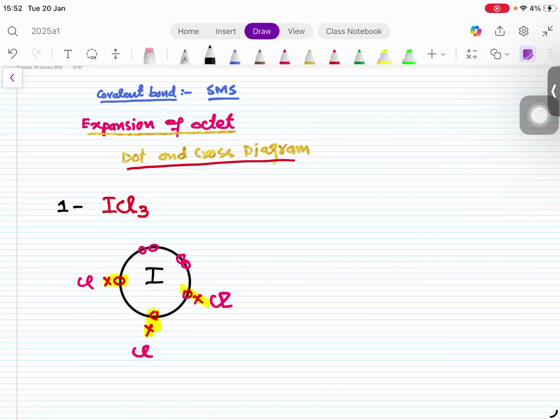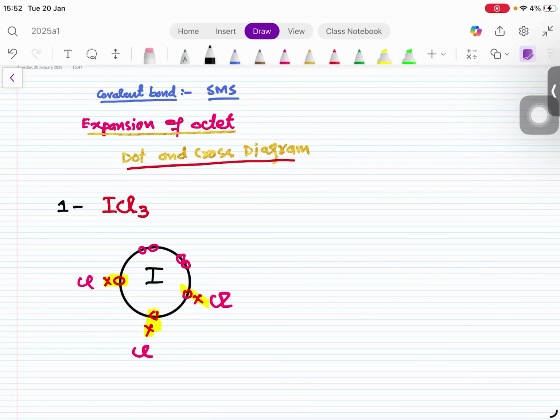Number 3, IF7. Again, iodine has 7 electrons in its valence shell, and in this case, you see it is using all the 7 electrons, right, to make IF7. This is, you see, 14 electrons now in the valence shell of this IF7.